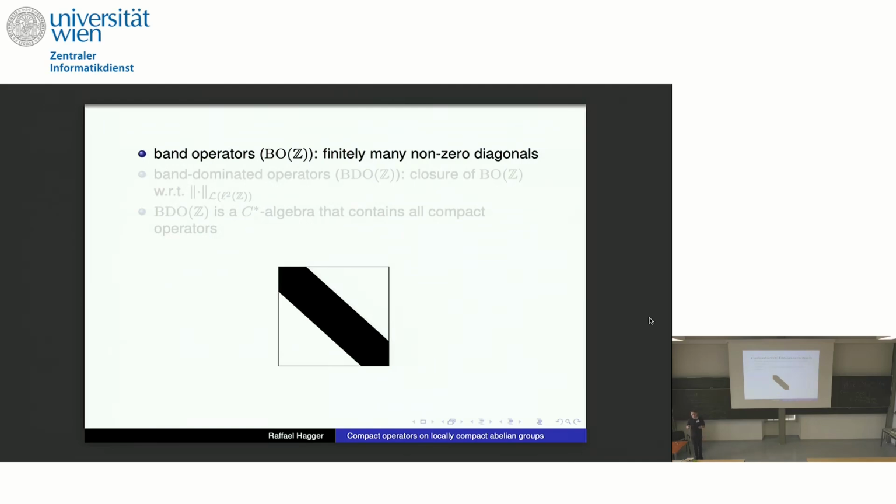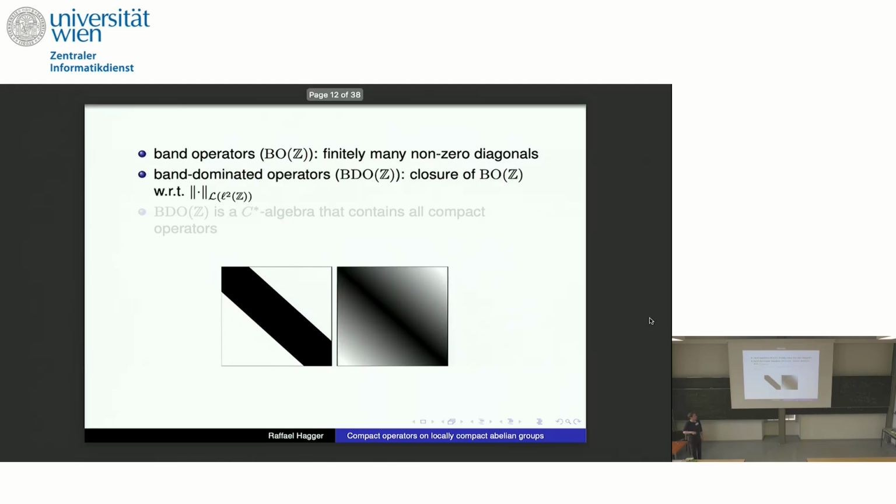So this is just what you would think they are. Again, this is just an infinite matrix. Here you have some diagonals where you have some entries, and then outside you have only zeros. So it just looks like a band. That's why band operator. And then you just take the closure with respect to the operator norm, and I just call them band-dominated operators. Now they look something like this. It still goes to 0 as you go off the main diagonals, but there's no sharp boundary.